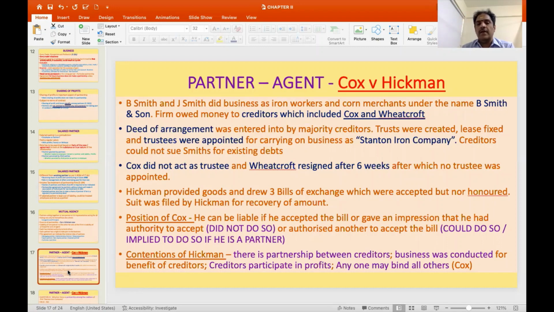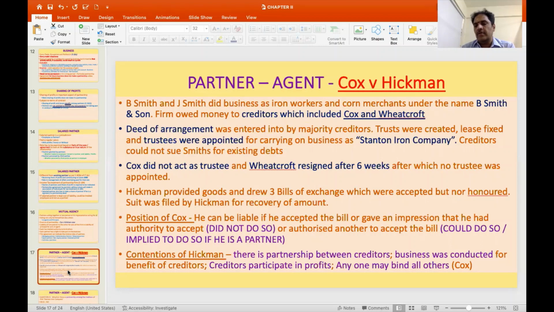So could he authorize another person to accept the bill? And if he could do so, then is there an implied authority to do so? There will be an implied authority if he is a partner. So the contention of Hickman was that there is a partnership between the creditors.